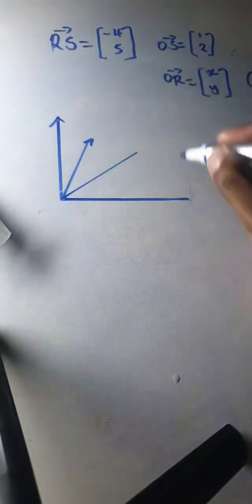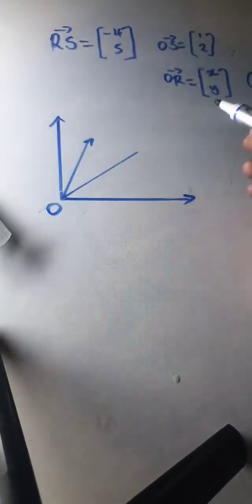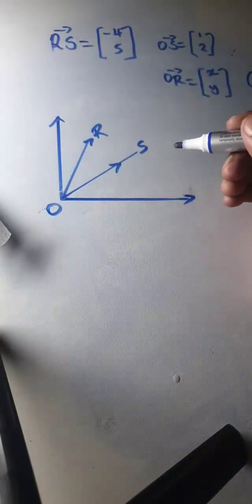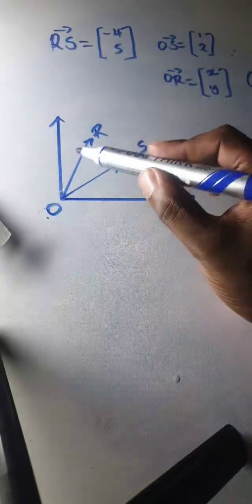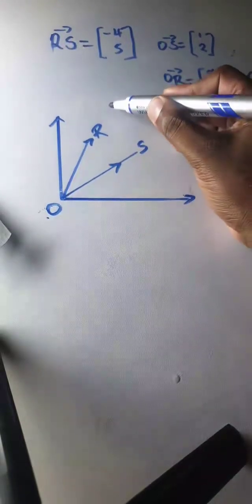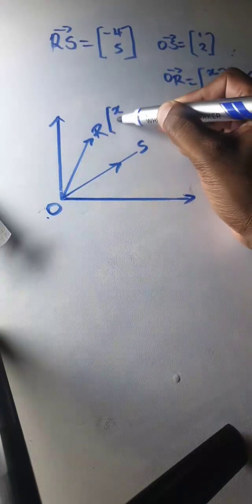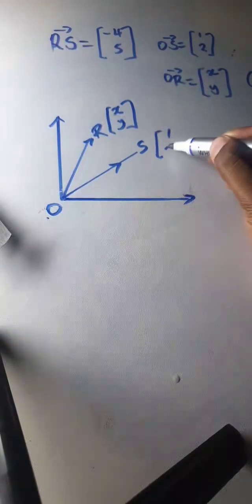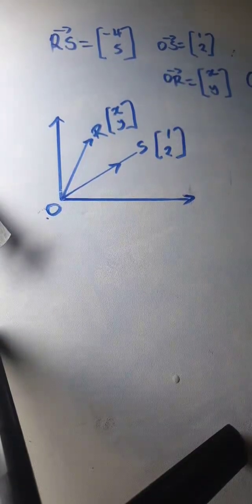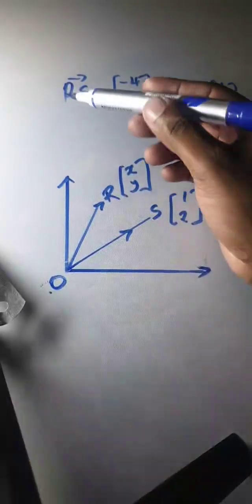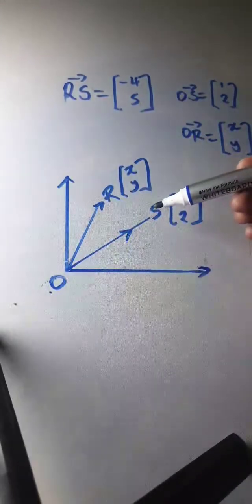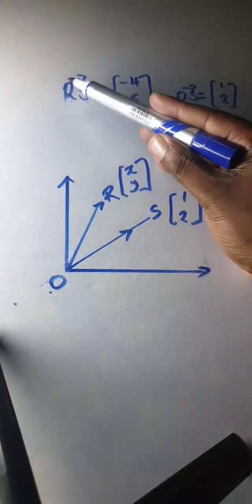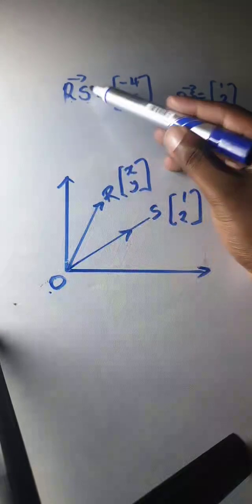Okay, this is the origin. R is here, S is there. So we are moving from O to R, which is the right direction, but O to R is unknown. It's XY. Then O to S is 1 and 2. So this vector RS is telling us we are moving from R going to S. Pay attention, my genius friends.